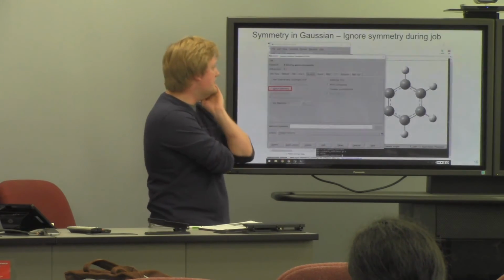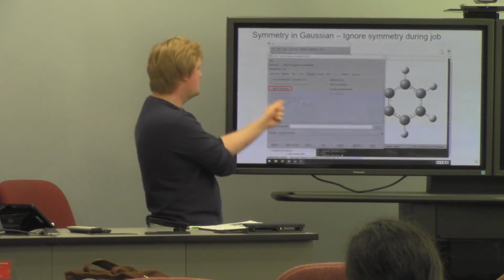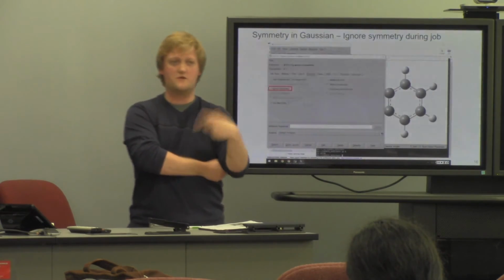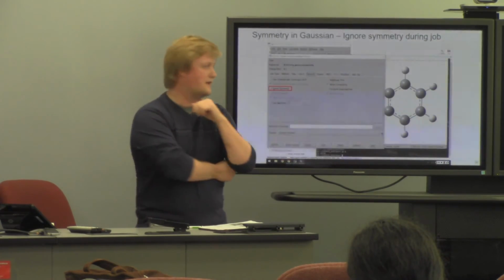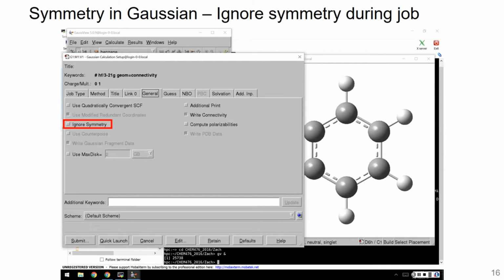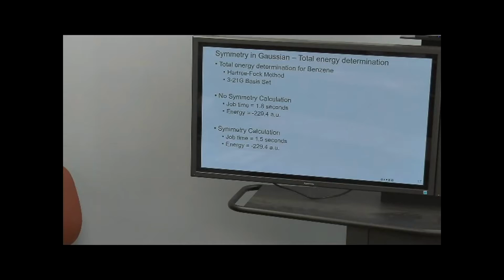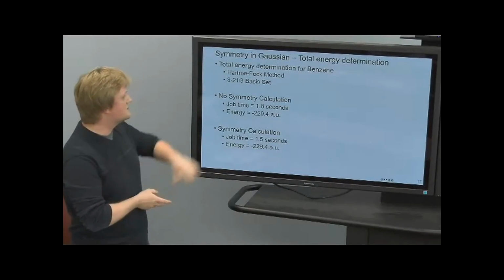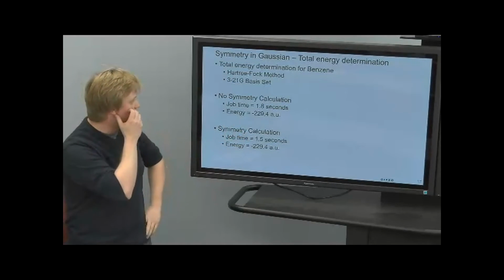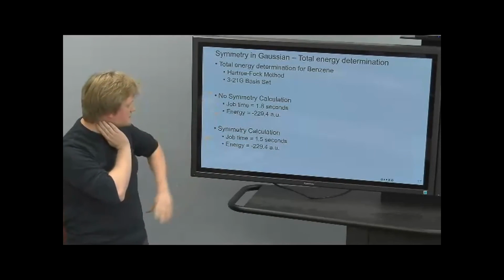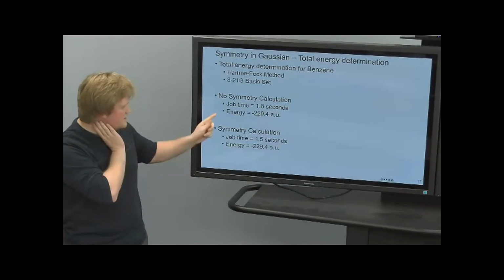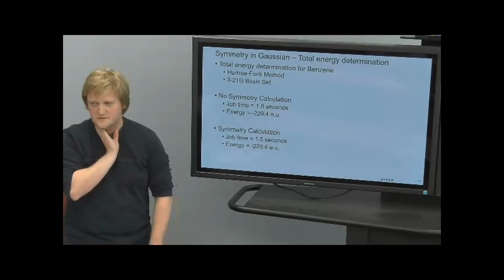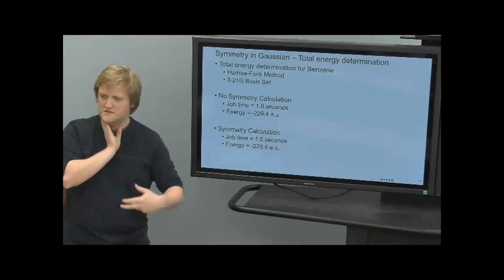Okay, so how does this apply to things like doing jobs and calculations? Well, if you go to the Calculate dialog box and click on the General tab, you have this little checkbox where you can actually ignore symmetries. By default, it's unchecked. So every calculation you have done so far in class, symmetry has been accounted for. However, if you don't, what happens? Well, this is maybe not very impressive, but the conclusion's still the same. So I just did the total energy calculation using Hartree-Fock for benzene, the 3-21G basis set. With no symmetry considered, the calculation took 1.8 seconds. With symmetry, it took 1.5. Once again, not very impressive.